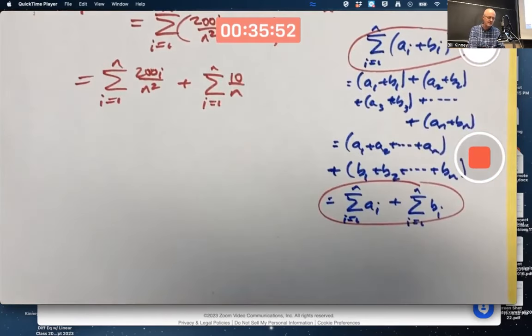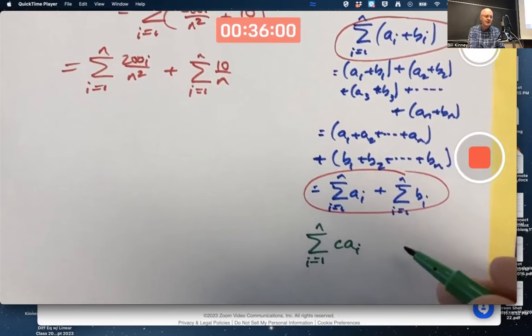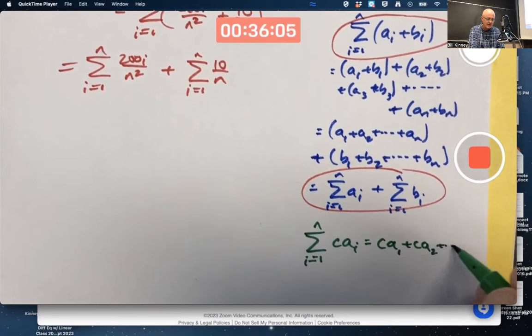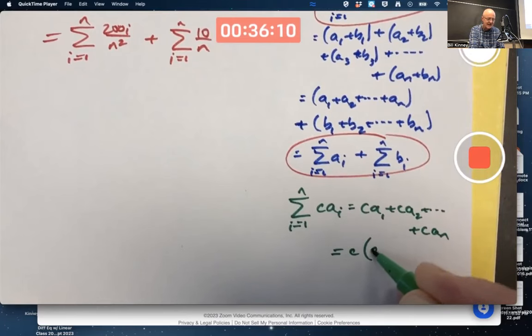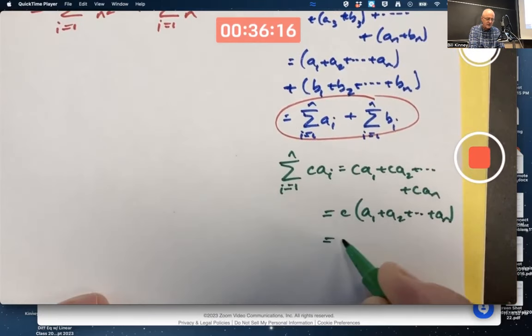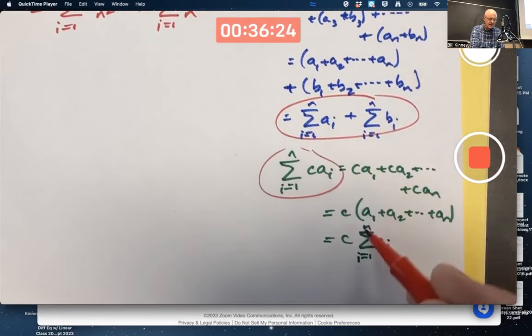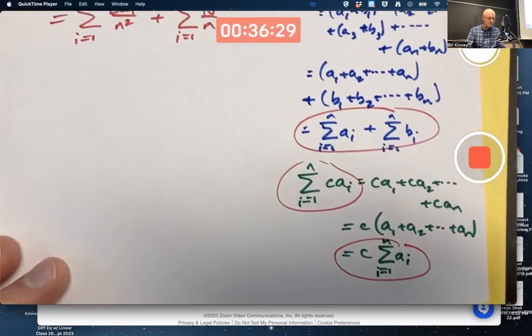That's really a property of summations as well. If I've got a summation, i goes from 1 to n of a constant times a_i, what does that mean? It means c times a_1 plus c times a_2, etc., through c times a_n. Because of the distributive property, I can factor the c out like this. And then I can replace what's in parentheses with a summation like that. That's another property of summations, that this equals that. That's what I'm about to use.